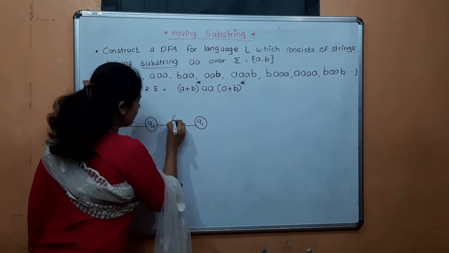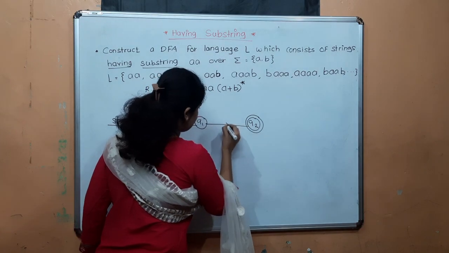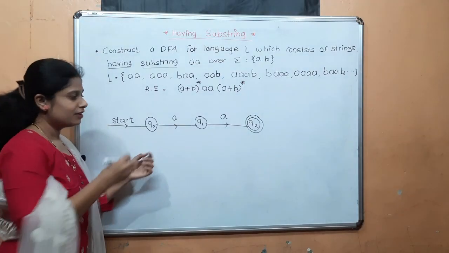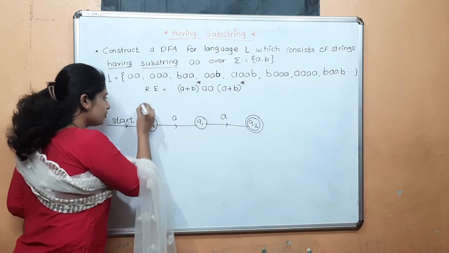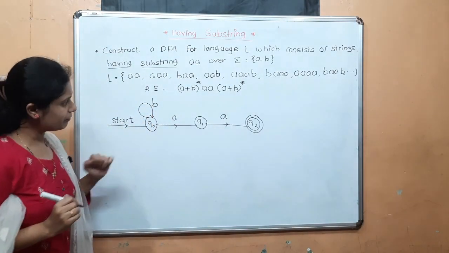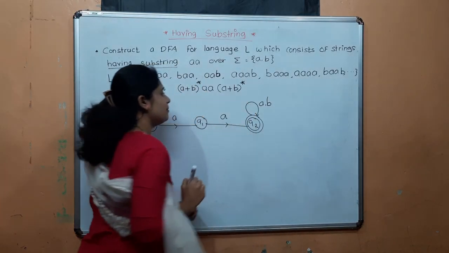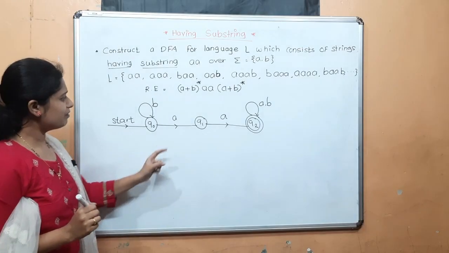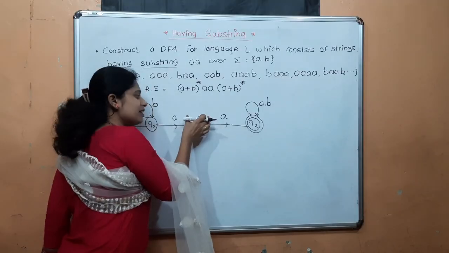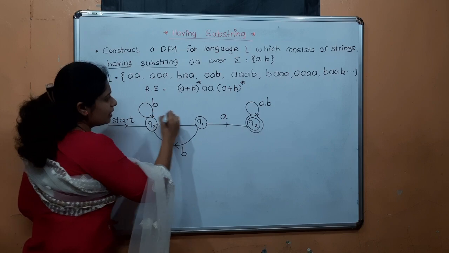Q1, the minimum string will be A. This is the final state, AA. Now there is no condition of starts with, so it can start with either A or B. So here we can give the self loop of A or B, but A is already given, so give here a self loop of B. It can end with either A or B, so here we can give the self loop of A or B. Now if B occurs in between these two, then what can I do? I can give B here. Now see here, B, A, A.